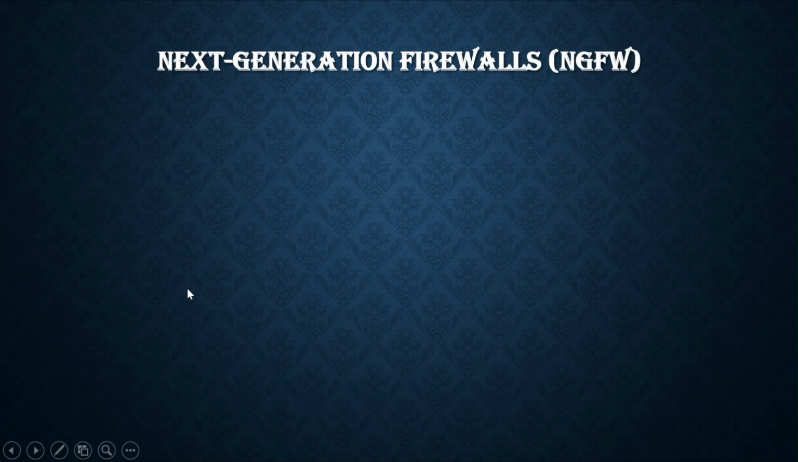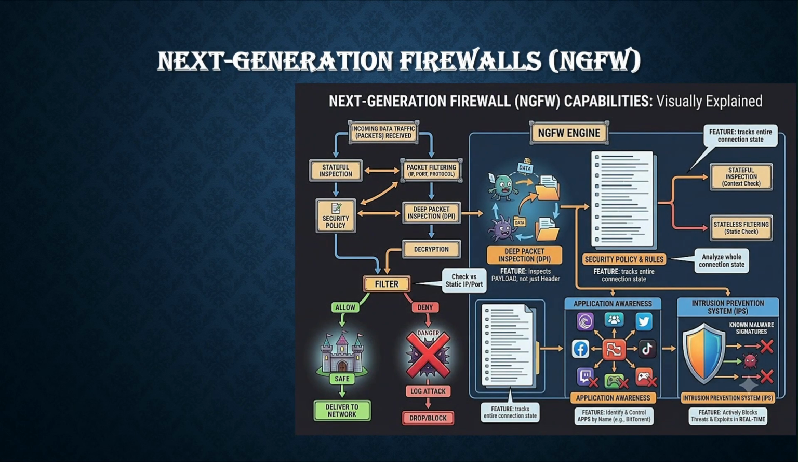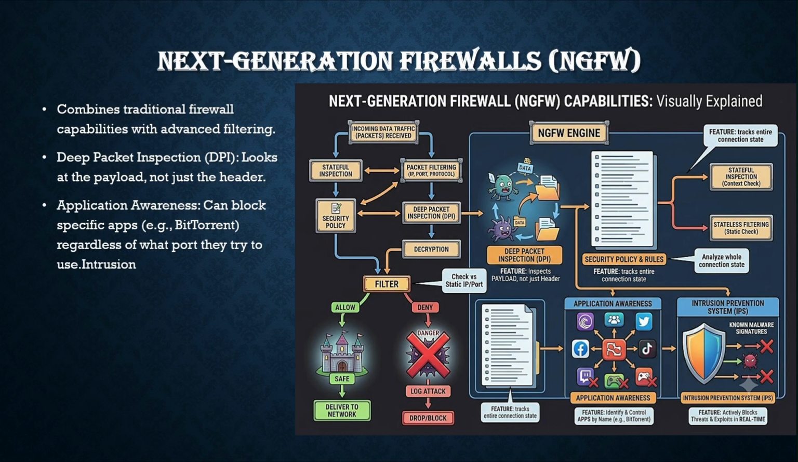Then we have next generation firewalls. Stateful firewalls and zones are great, but they have a fatal flaw. They look at the envelope, the IP and the port. If an attacker hides malware inside a normal-looking HTTP web request on port 443, the traditional firewall will let it right through because port 443 is allowed. Enter the next-gen firewalls, or NGFW.